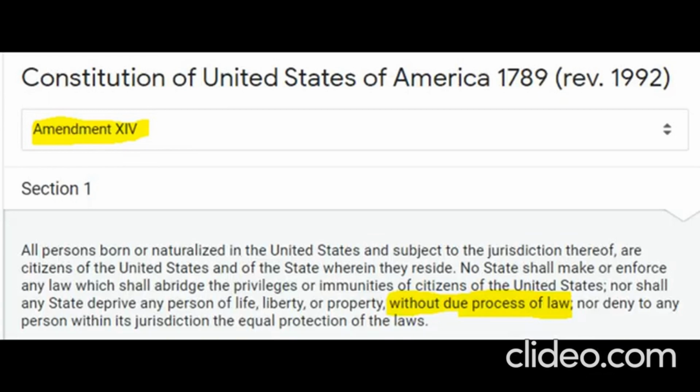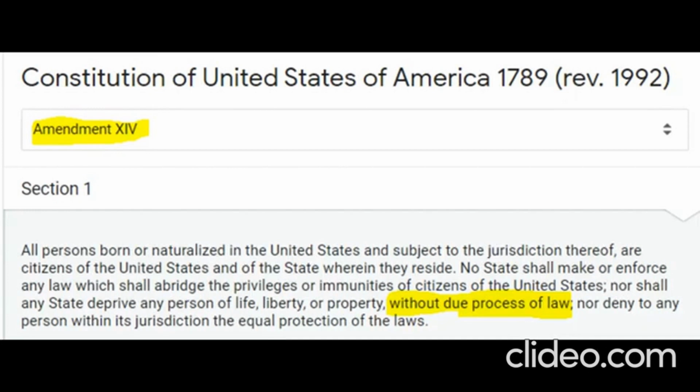Section 1. All persons born or naturalized in the United States and subject to the jurisdiction thereof are citizens of the United States and of the state wherein they reside. No state shall make or enforce any law which shall abridge the privileges or immunities of citizens of the United States, nor shall any state deprive any person of life, liberty, or property without due process of the law, nor deny to any person within its jurisdiction the equal protection of the laws.